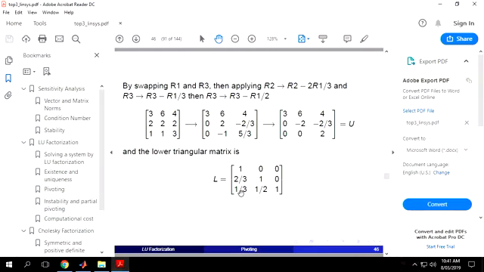And this one is 1/2, so this one is 1/2. And this is your upper triangular matrix. You can check that when you multiply this L times U, you get the matrix A, but row 1 and row 3 have been swapped.